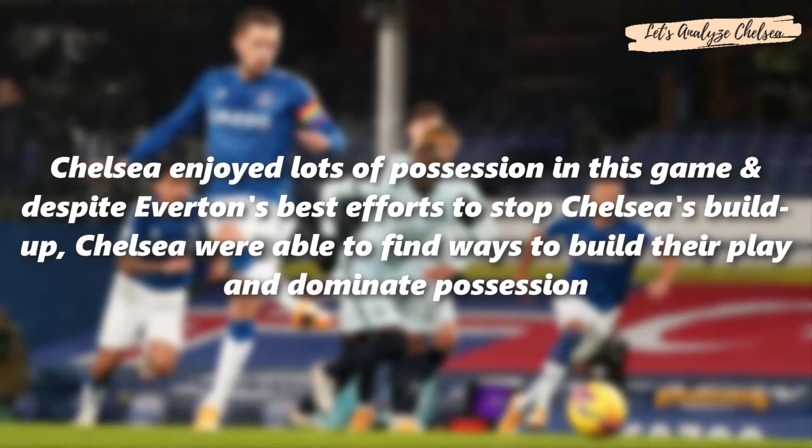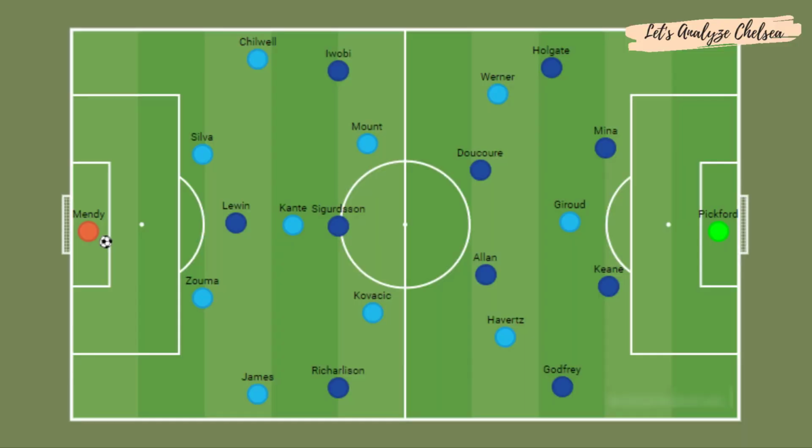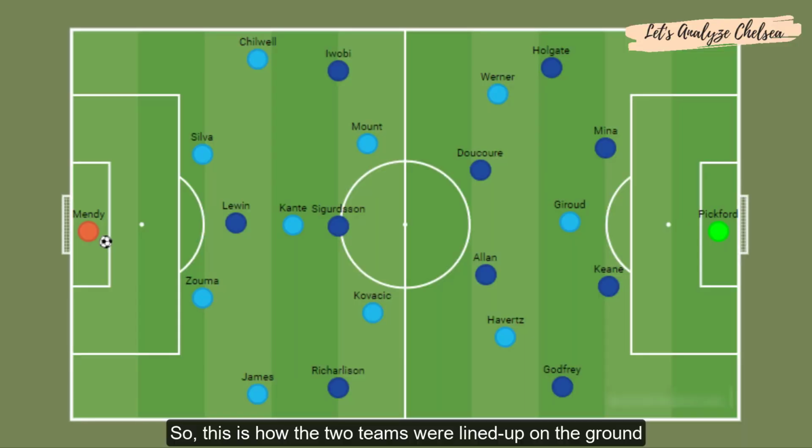Chelsea enjoyed lots of possession in this game, and despite Everton's best efforts to stop Chelsea's build-up, Chelsea were able to find ways to build their play and dominate possession. So this is how the two teams were lined up on the ground. Chelsea's 4-3-3 against Everton's 4-2-3-1 formation.